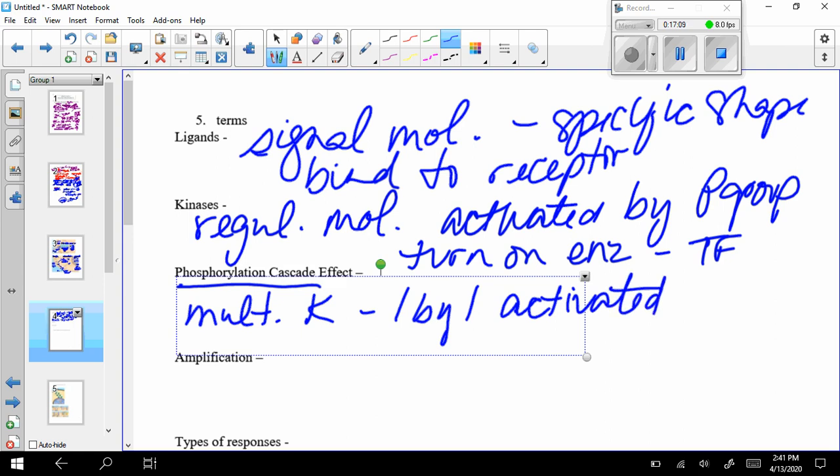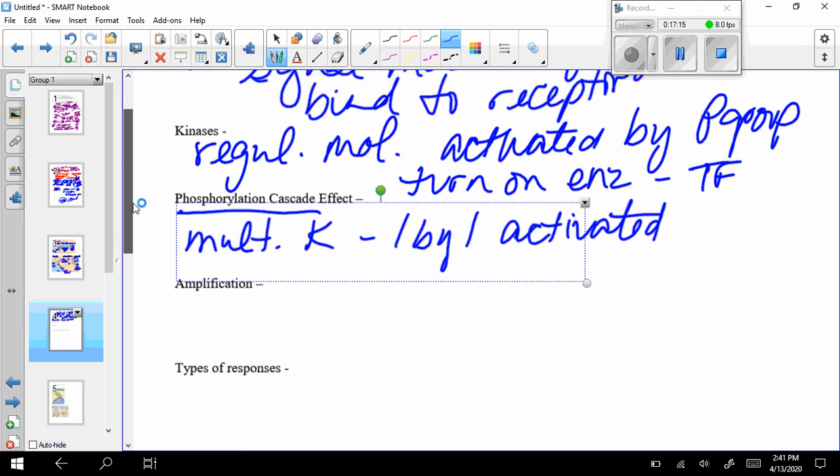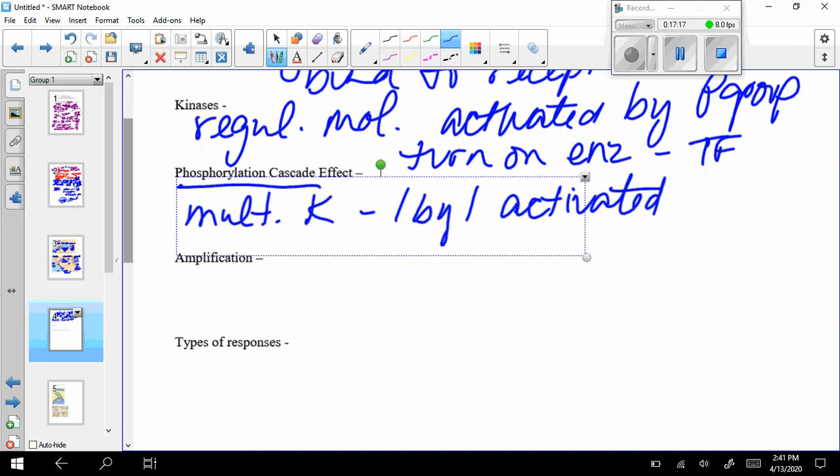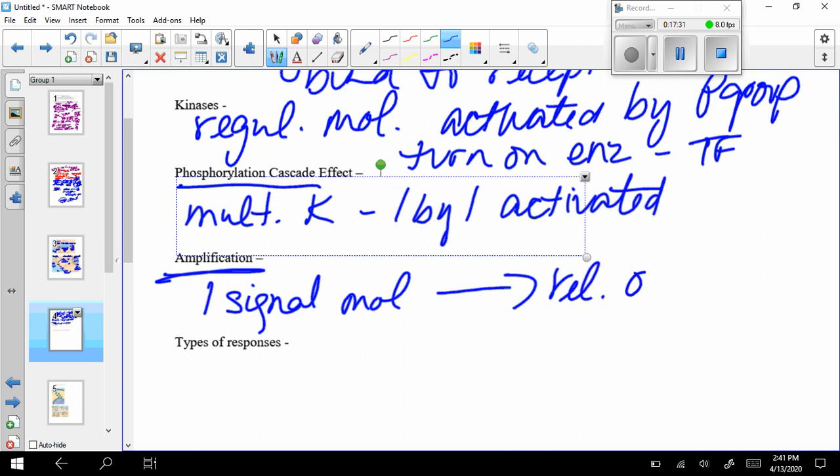All right, and again, the thing about a cascade that's pretty cool is that it has a level of regulation. It is not going to just give you one change, one response. It'll have multiple steps so that you can turn off if you need to. Amplification means that you amped up the signal. So one signal molecule might cause the release of many glucose.